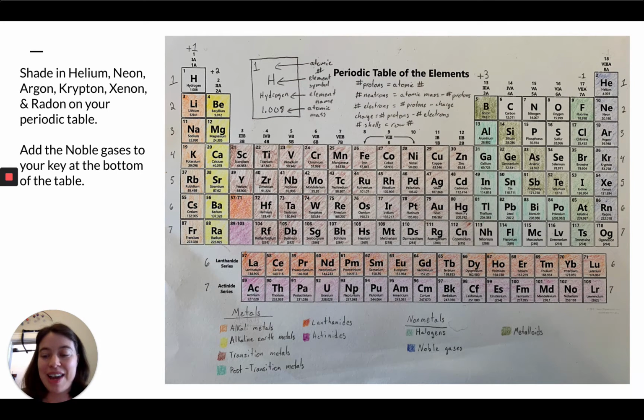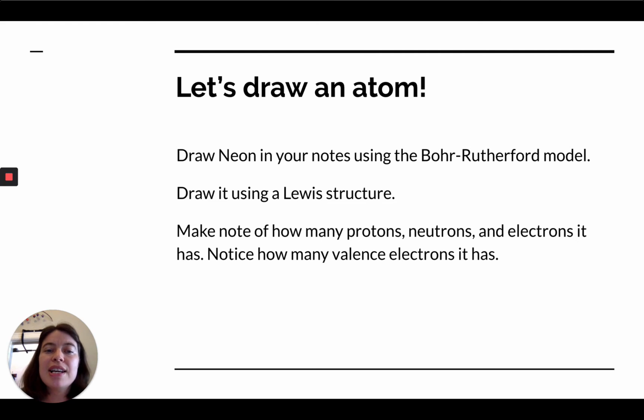Ready? All right. So to get started, let's take a moment and have you pull out your notes, and I want you to draw neon using 2 different techniques. I want you to draw neon using the Bohr-Rutherford, also known as the planetary model, and I want you to draw it using a Lewis structure. So the Lewis structure is a lot like the planetary model, except you basically only draw the element symbol and the valence electrons. Now, as you're doing this, I want you to pay attention to how many protons, neutrons, and electrons neon has, and I want you to notice how many valence electrons it has, so electrons in that outermost electron shell. So pause the video now and hit play when you're ready to continue.